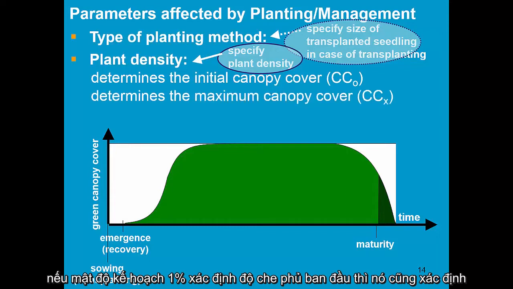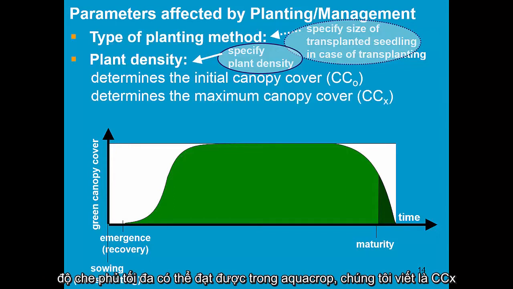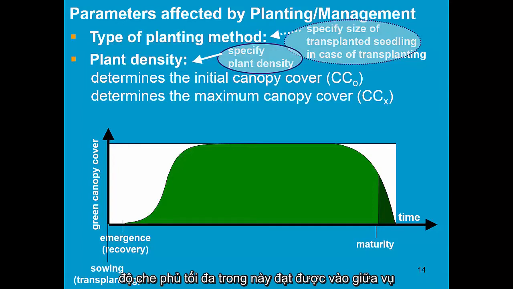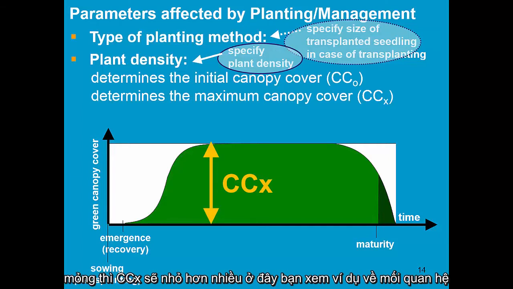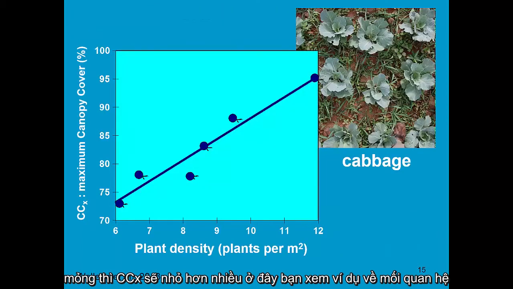It determines also the maximum canopy cover that can be reached. In AquaCrop, we write it as CCX, X for maximum. Now, the maximum canopy cover is reached in the mid-season. When plant density is dense, CCX is likely to be close to 100%. If plant density is thin, then CCX will be much smaller.